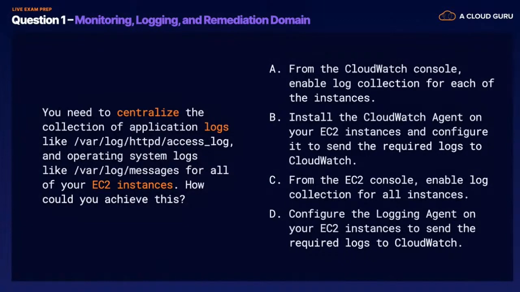Answer A, from the CloudWatch console, enable log collection for each of the instances. Answer B, install the CloudWatch agent on your EC2 instances and configure it to send the required logs to CloudWatch. Answer C, from the EC2 console, enable log collection for all instances. And answer D, configure the logging agent on your EC2 instances and send the required logs to CloudWatch. At this point, you're going to be given one minute to decide what the answer is. When you're ready, please type A, B, C, or D into your chat.